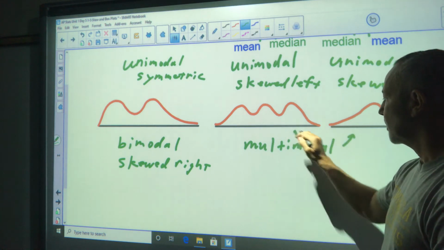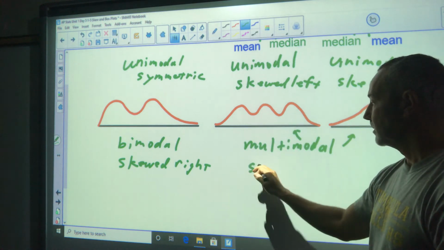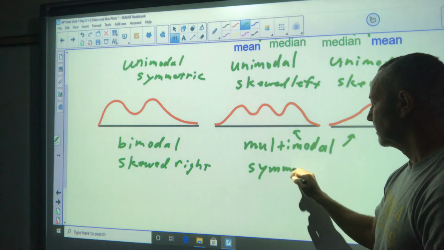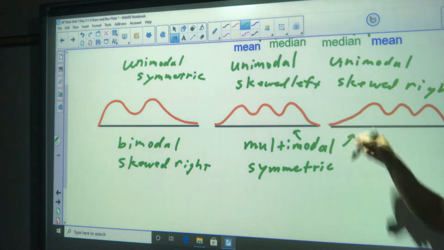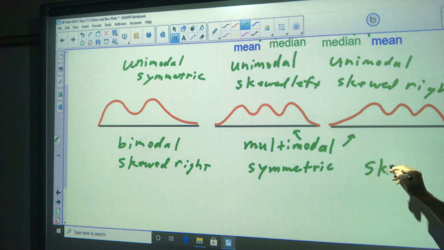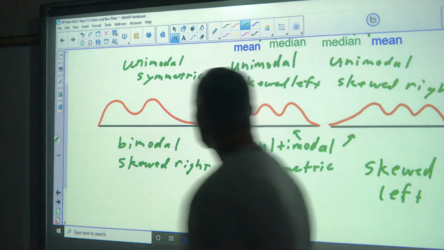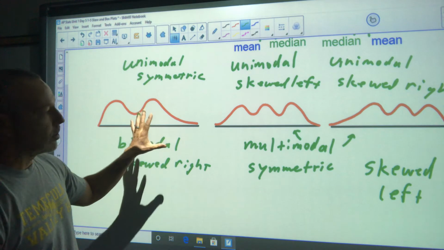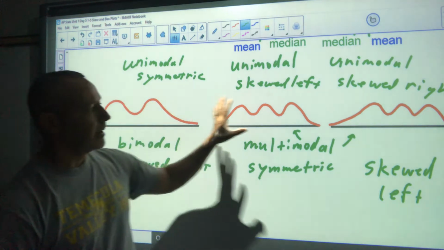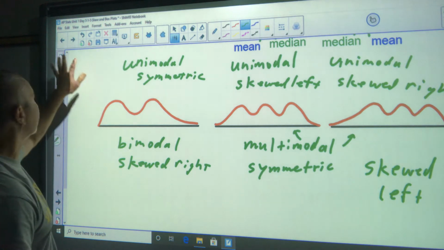Both of these are multimodal. This one is symmetric, same on right and left. This guy over here looks to be skewed to the left. All right. Not so uncommon to have a bimodal and a multimodal. I don't know of too many instances that we had that. Pretty rare, I believe.